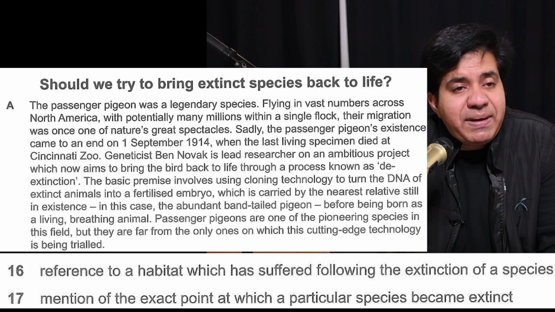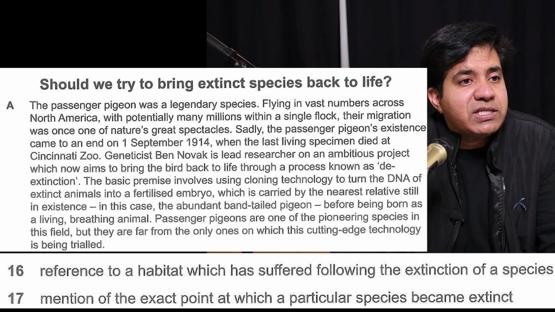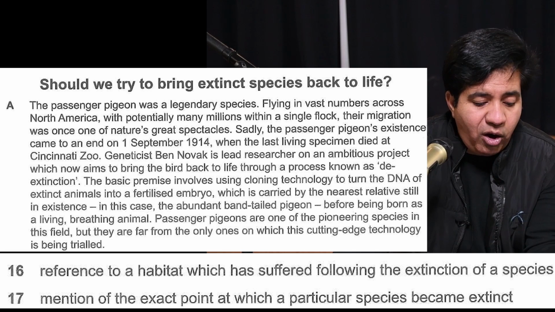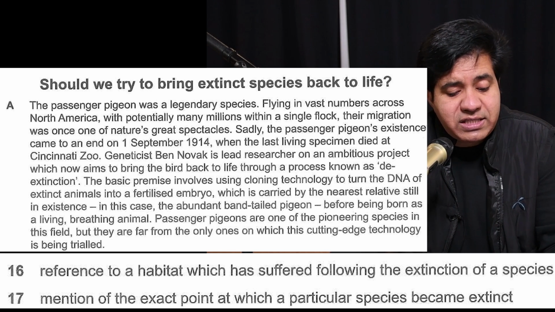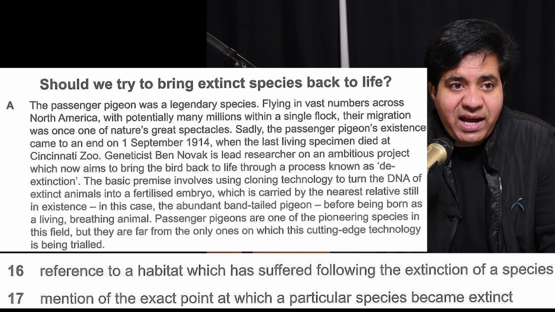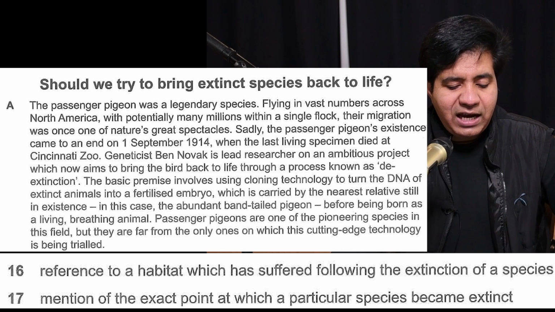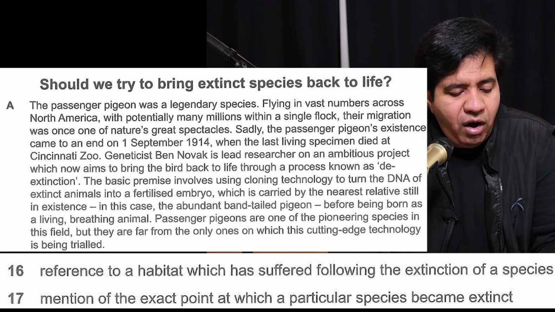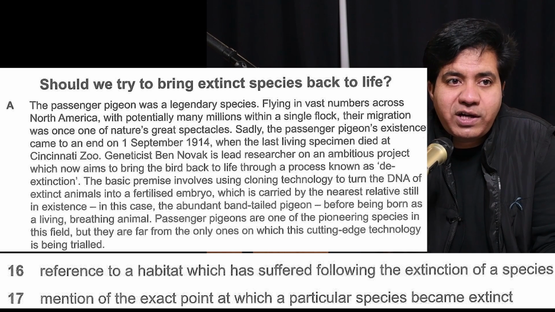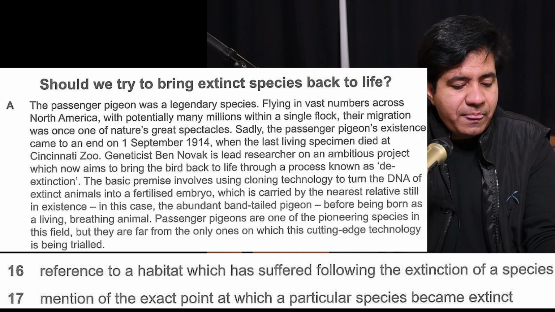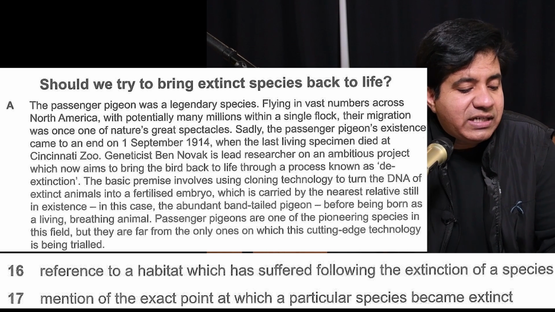16. Reference to a habitat. Habitat is place of living. Reference to a habitat which has suffered following the extinction of a species. Extinction of that species and the habitat suffered a lot. Does this paragraph say anything about it? No. Question number 17. Mention of the exact point at which a particular species became extinct. On 1st September 1914. Came to an end on 1st September 1914. Yeah, exactly. So that is question number 17. Mention of the exact point. What is exact point? That is exact date. Right? So 17 is A.